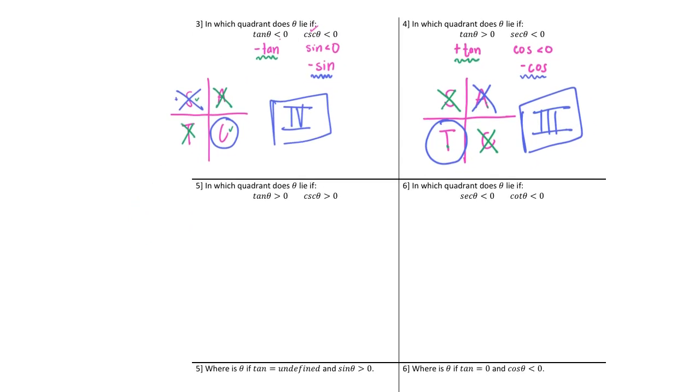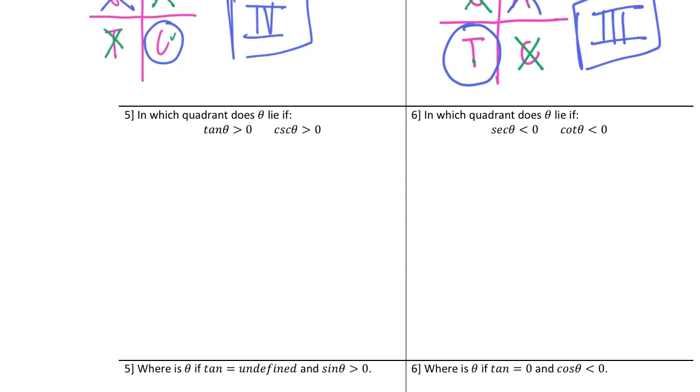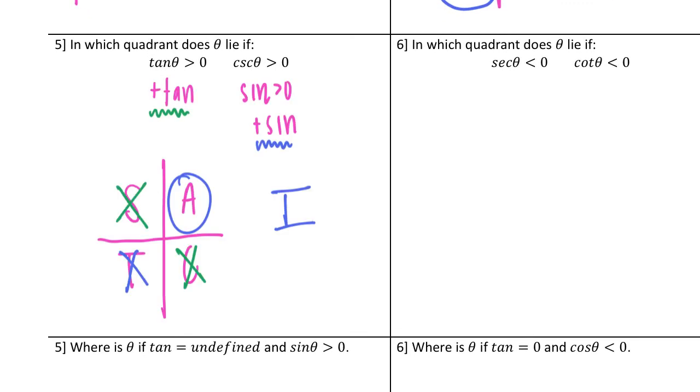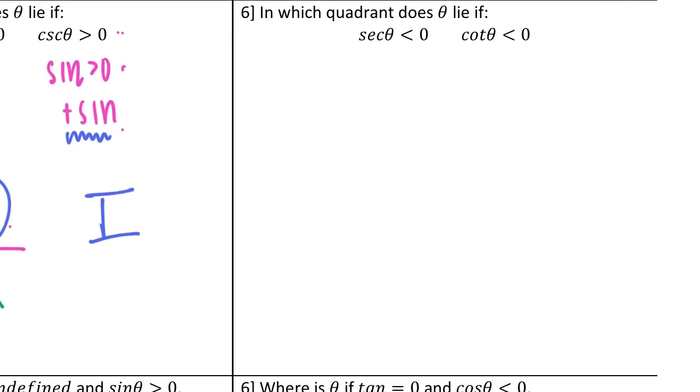Let's move on to this next row. I want you all to pause the screen and give each of these a shot, 5 and 6. Check out your work for number 5. You should have had that tangent was positive based on this inequality. Cosecant was positive, which meant sine was positive. Tangent and sine are both positive in the first quadrant. If secant is less than 0, that means cosine is less than 0, so we should have a negative cosine. If cotangent is less than 0, that means tangent is also less than 0, so we have a negative tangent.